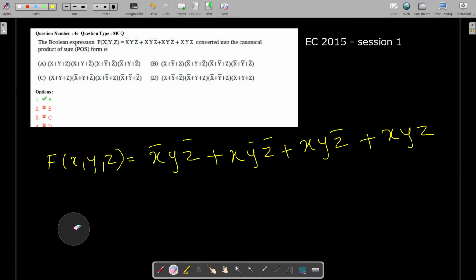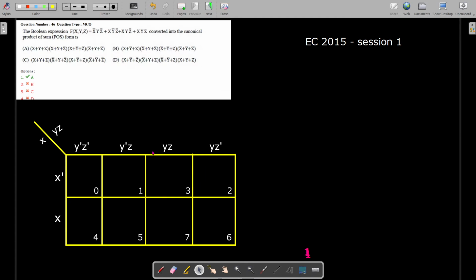Now we have to convert this canonical SOP into canonical POS. Let's get started. With the help of a K-map we are going to achieve this. It is a three variable K-map, and for each and every term we have a minterm. The first term is x bar y z bar, so that can be represented here as x bar, y, z bar, which is this one. Corresponding to that particular cell, cell number 2, we have to place a 1. The second term x y bar z bar corresponds to the fourth cell, so we place a 1 into that.